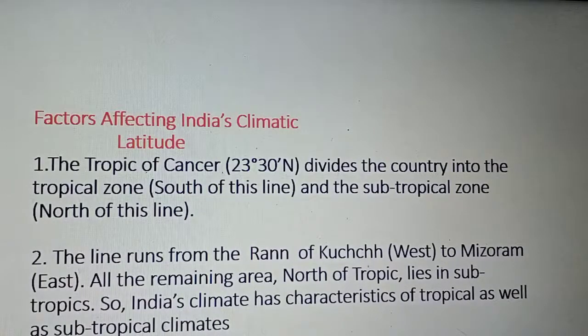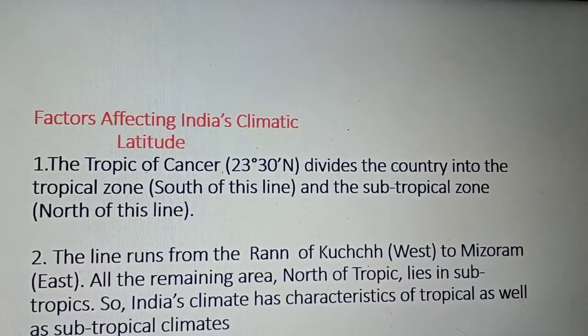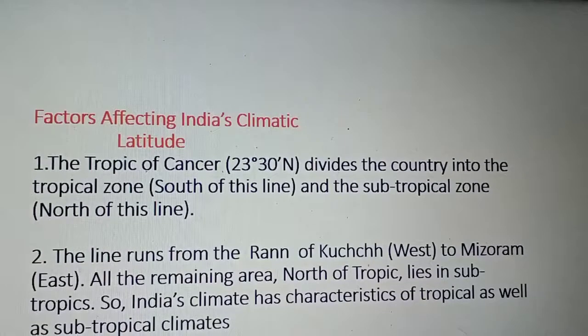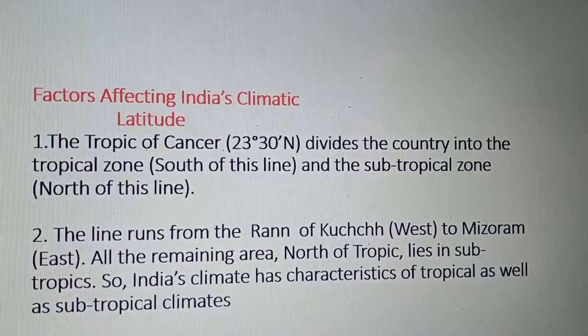The latitude runs from the Rann of Kutch in the west to Mizoram in the east, covering the area east to west. All the remaining area north of the tropic lies in the subtropics, so all the area lies in the subtropical and tropical zones. So we can say India's climate is tropical as well as subtropical because of its latitude. India's latitude is 8 degrees 4 minutes to 37 degrees 6 minutes north.